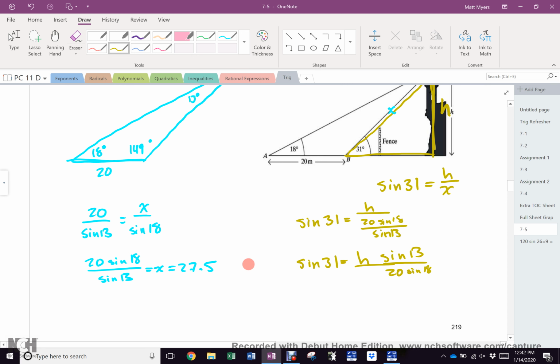Multiply both sides. So I'm going to have 20 sine 18 there. And now this is gone, yes? It's not. Trust me. Now how do I get rid of this? Divide by sine 13. And now I have H with the best possible answer. Now I go to my calculator, so I'm not rounding stuff off in the middle.